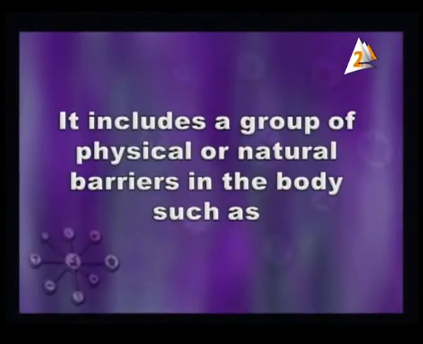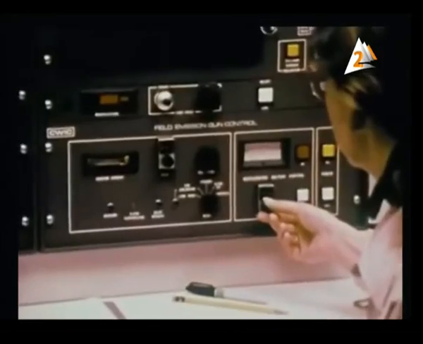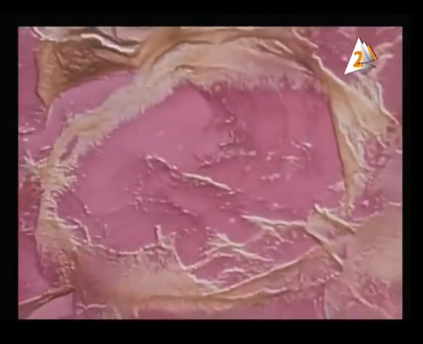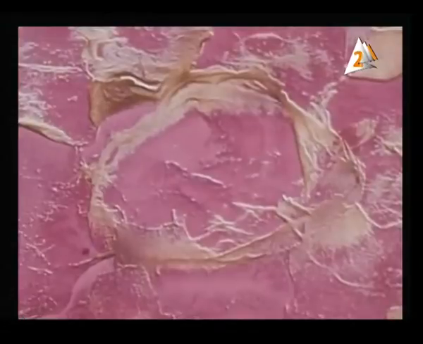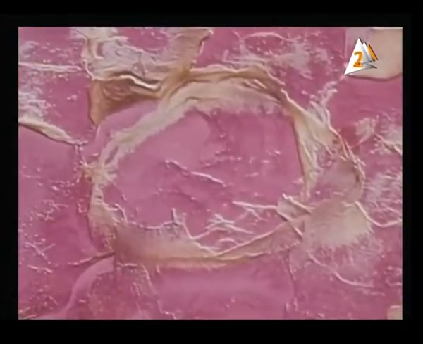It includes a group of physical or natural barriers in the body, such as the skin. The skin is covered by a horny layer on its surface, which acts as a barrier that is too difficult to penetrate or pass through. Then there is sweat, which is secreted by the sweat glands on the skin surface. It kills most of the microbes because its salinity kills them.